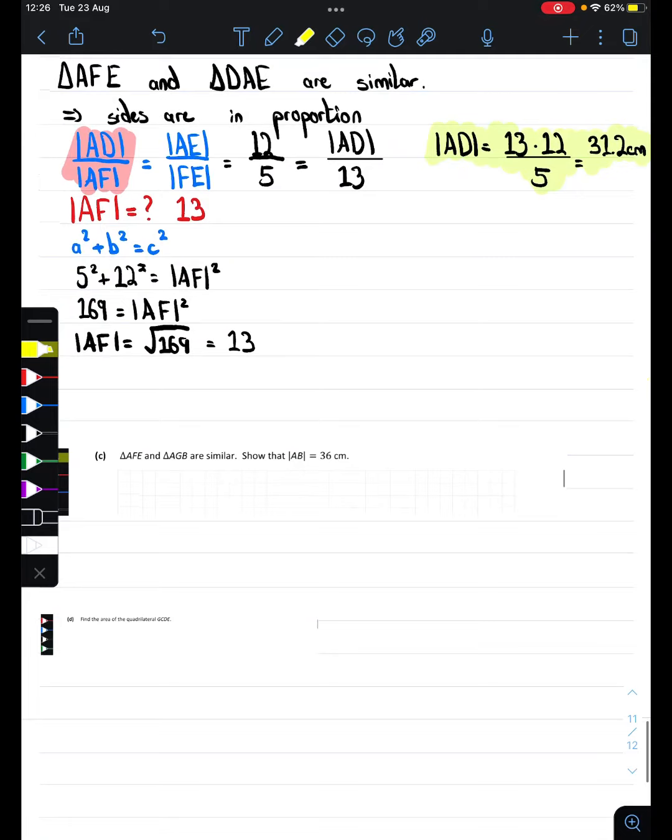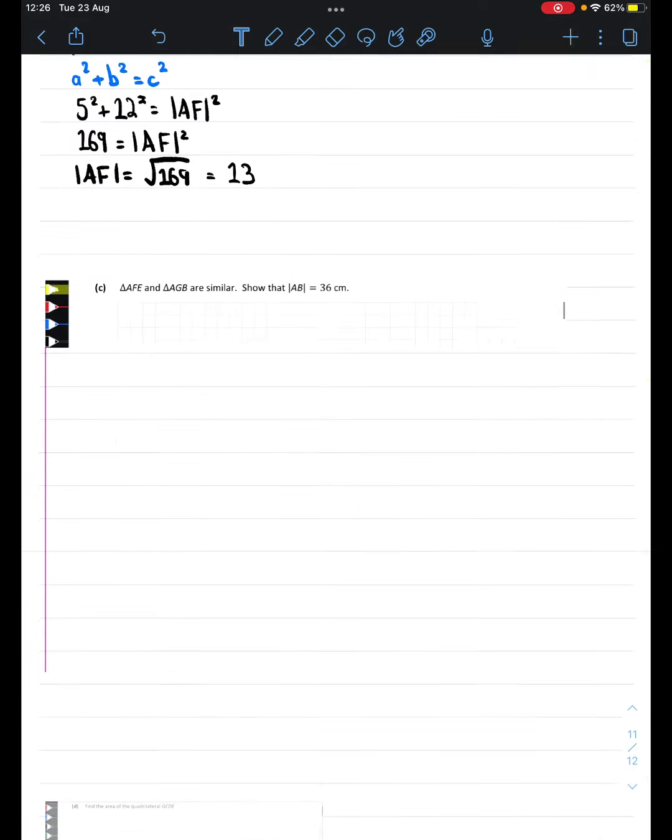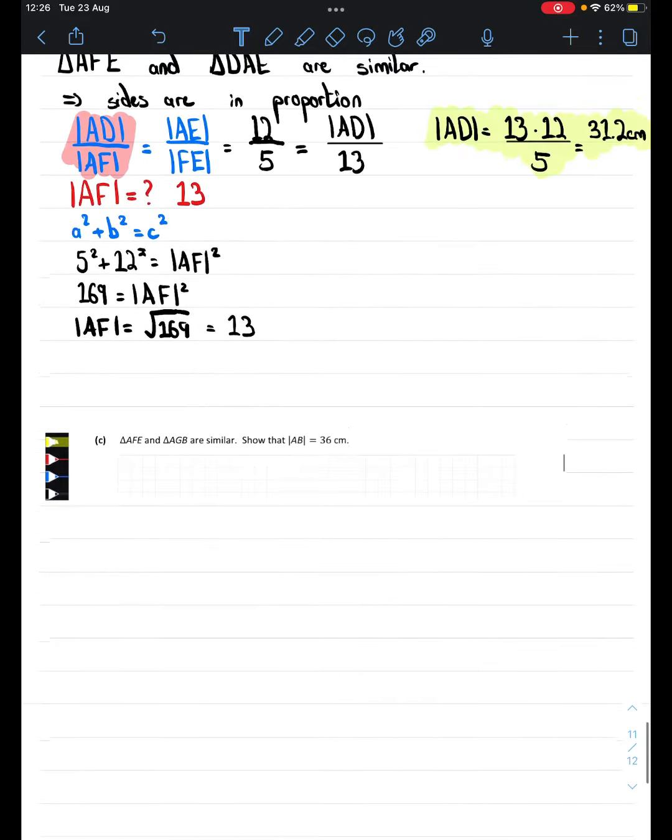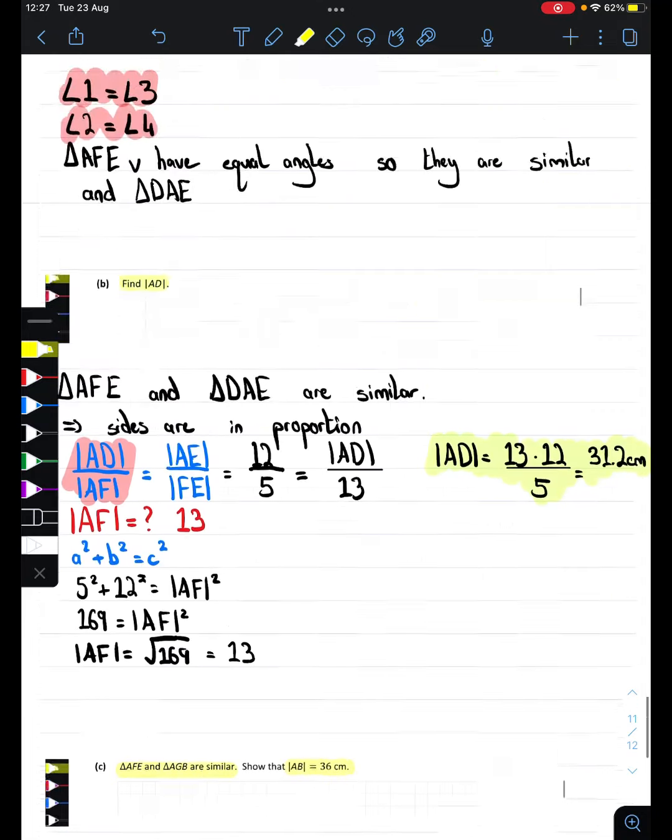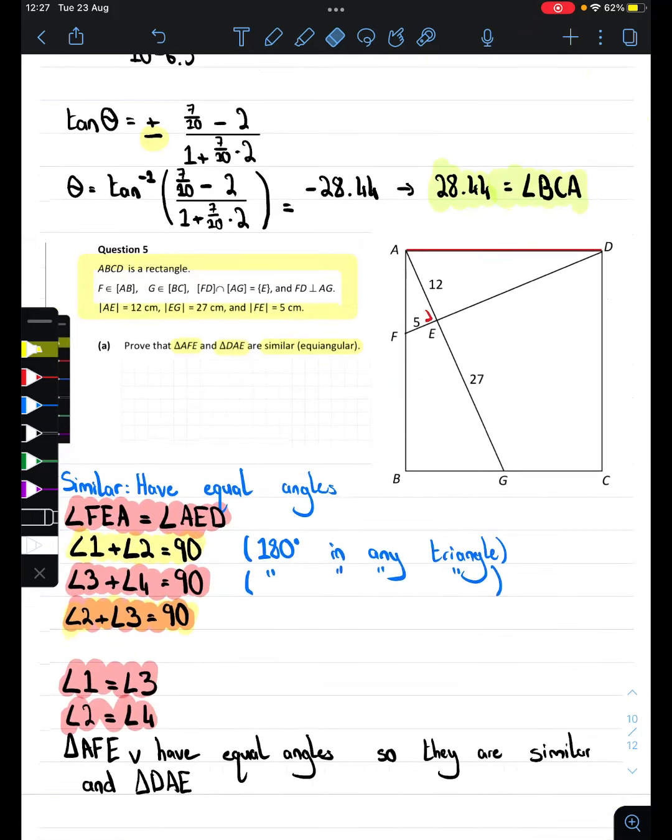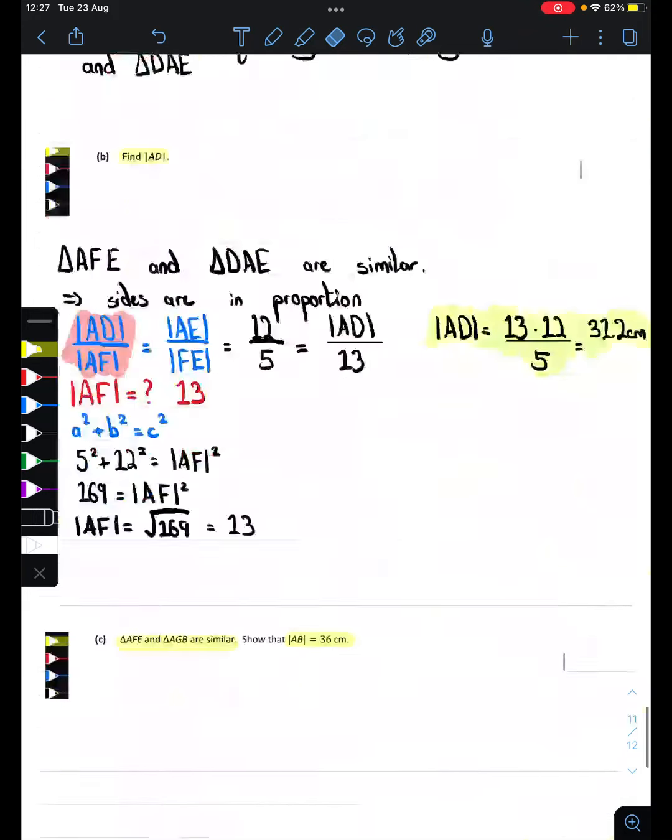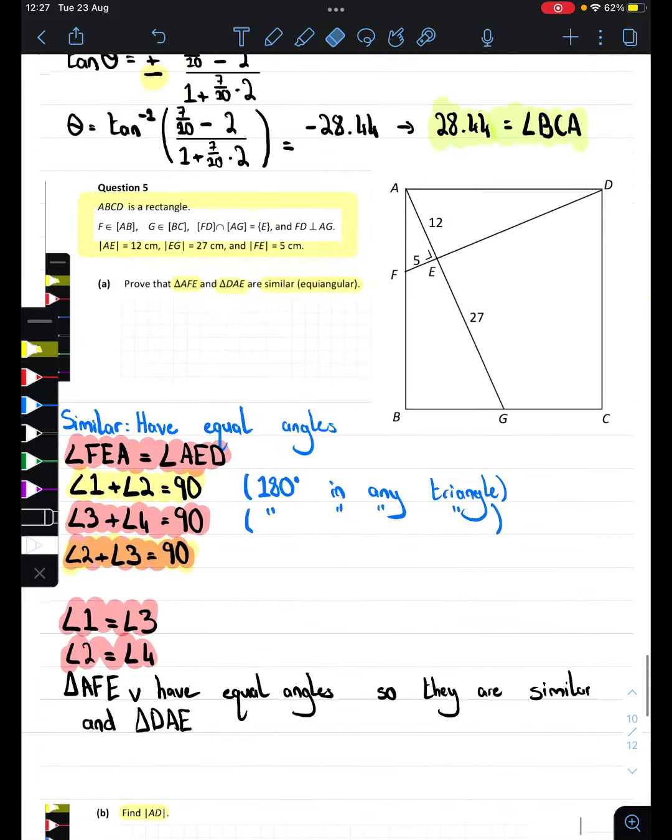Now on to part C. The triangle AFE and the triangle AGB are similar. Show that the length of AB is 36 centimeters. Again, let's clear up our diagram. So the triangle AFE, our triangle in the top corner, is similar to this triangle ABG.